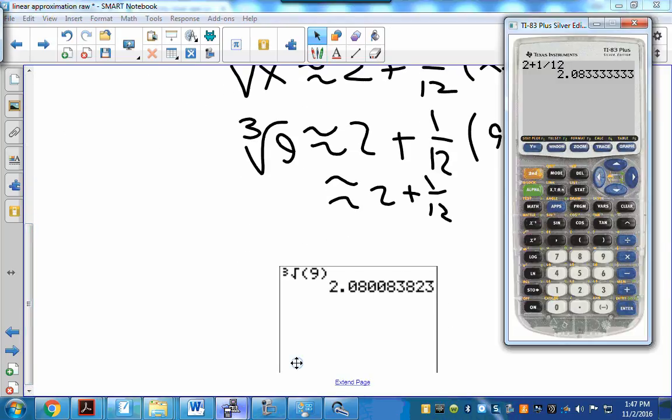Okay, so are we close? Yeah, we are close, right? This says 2.083, and this says 2.080. So we missed it by 3 thousandths just by using the tangent line.